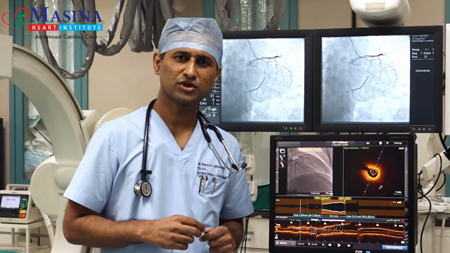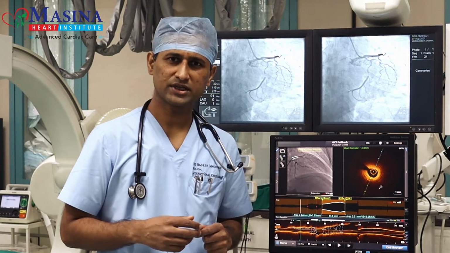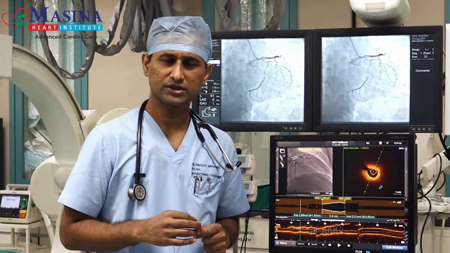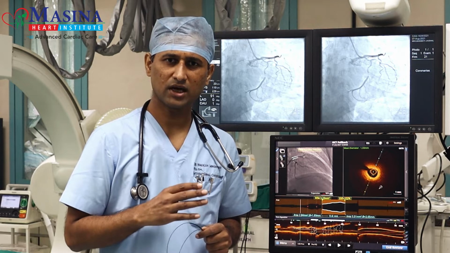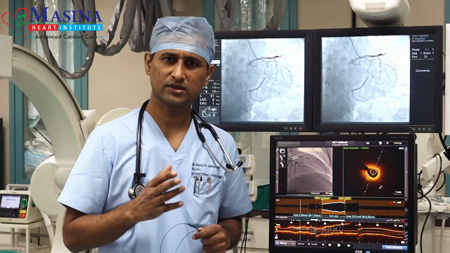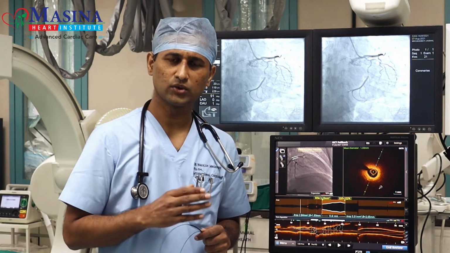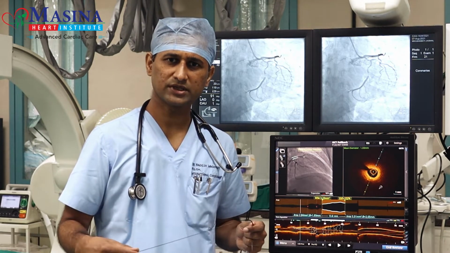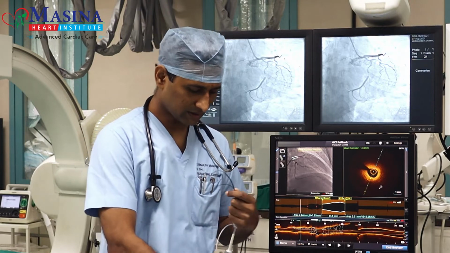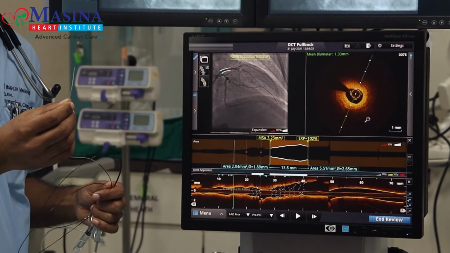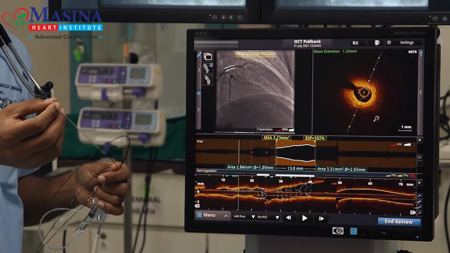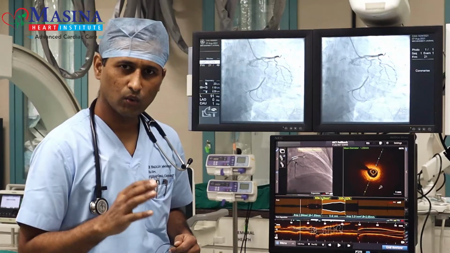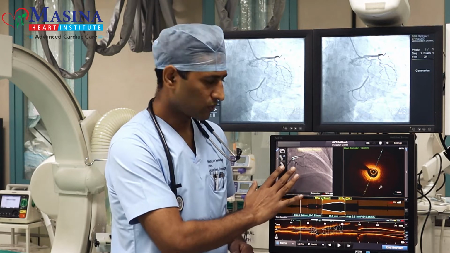To know the composition of the plaques, we have advanced technologies. Now we are using intravascular imaging technologies, and there are two available. One is IVUS, which is an ultrasound based camera. Another is OCT, known as optical coherence tomography, which is a light source based camera. The catheter that we are using is of very narrow caliber, and it has a light source which helps us to image the blood vessel from within. Now we can see an example of an OCT image.